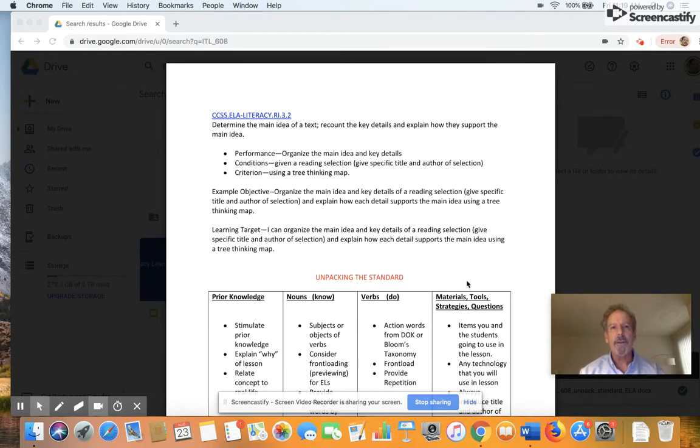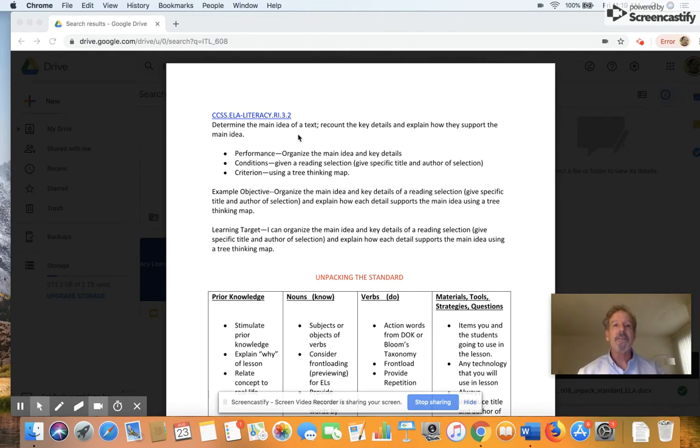And I'm going to explain to you how to unpack an English language arts standard. The first thing you have to know is what CCSS is. That's Common Core State Standards. The ELA portion of the code is English language arts. It's a literacy standard. The RI stands for reading informational text, and the 3.2 is the third grade level.